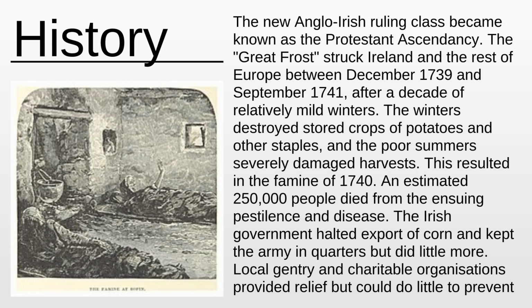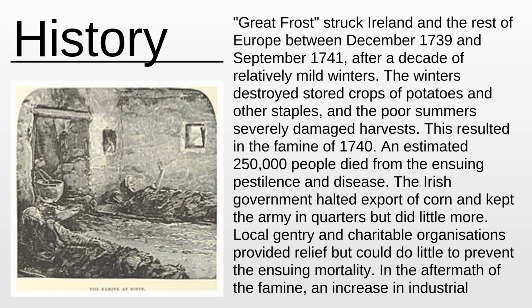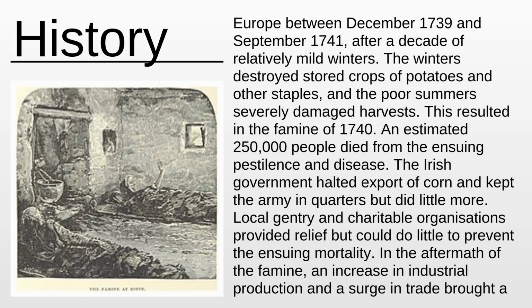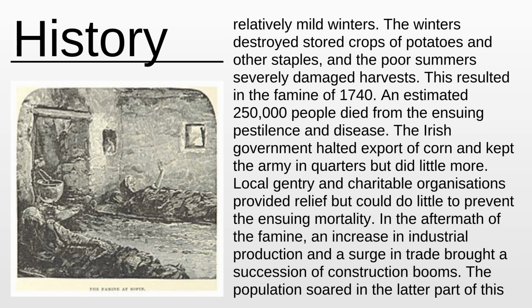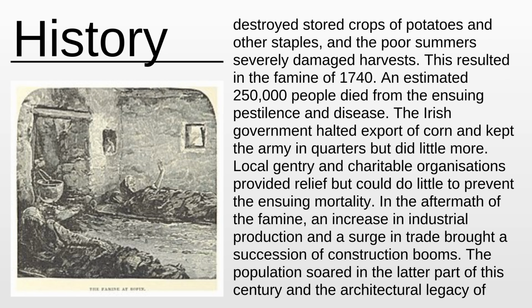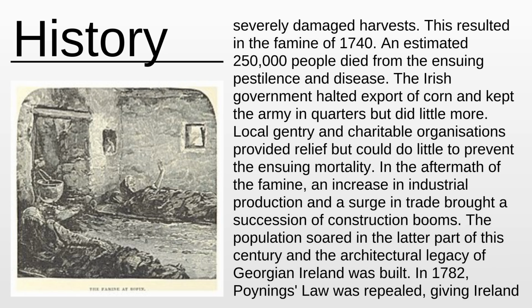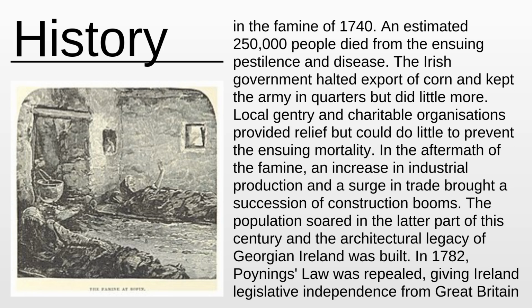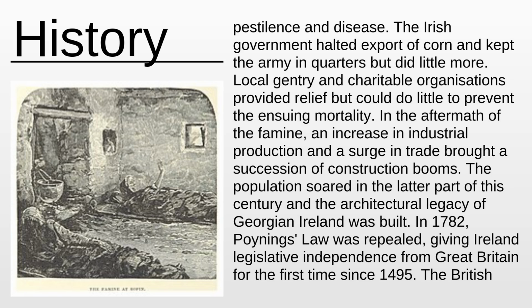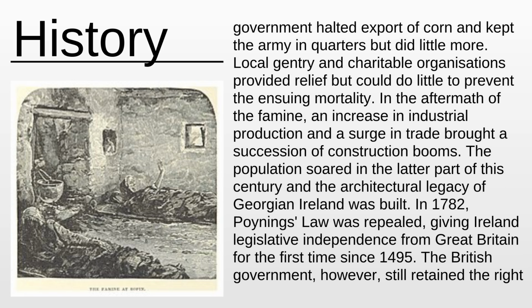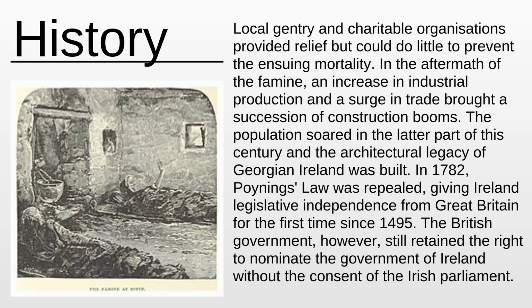The Great Frost struck Ireland and the rest of Europe between December 1739 and September 1741, after a decade of relatively mild winters. The winters destroyed stored crops of potatoes and other staples, and the poor summers severely damaged harvests. This resulted in the famine of 1740. An estimated 250,000 people died from the ensuing pestilence and disease. The Irish government halted export of corn and kept the army in quarters but did little more. Local gentry and charitable organizations provided relief but could do little to prevent the ensuing mortality.